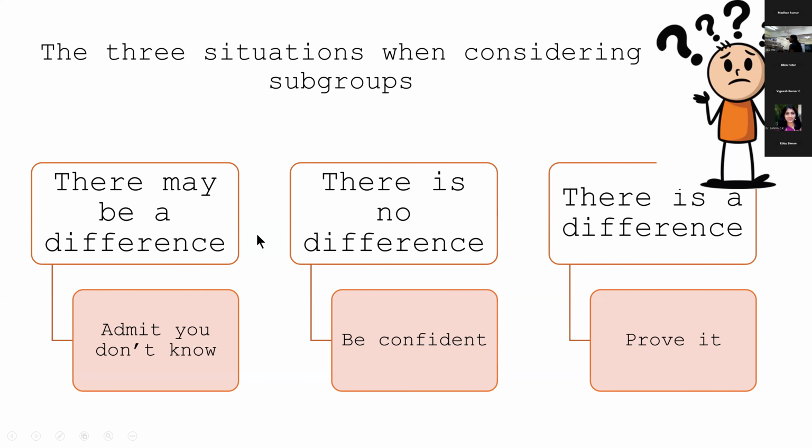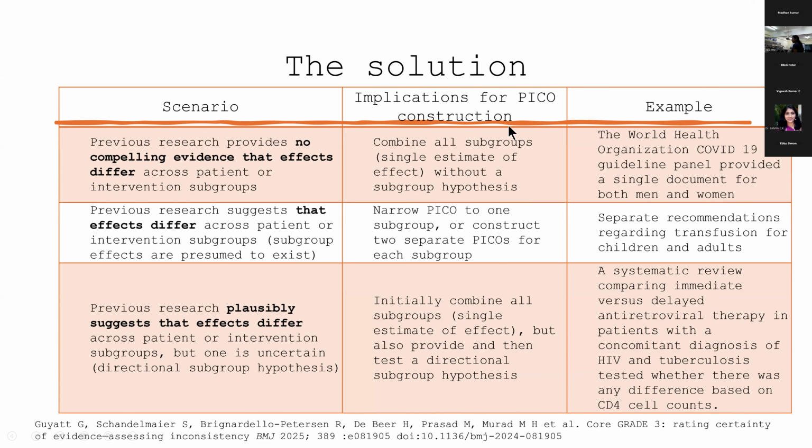Now, when you're actually considering the effect of a subgroup analysis, you will have three scenarios. One is you think the subgroup that you have chosen might affect your overall effect. Then you just admit that you don't know, because you really don't know. Sometimes you might be very sure that there is no difference in the different subgroups. Then you just be confident about it. The third is you're very sure that there is a difference among the subgroups and that will affect your result. Then it's up to you to actually prove that there is a difference. So in CORE-GRADE, they have given a table.